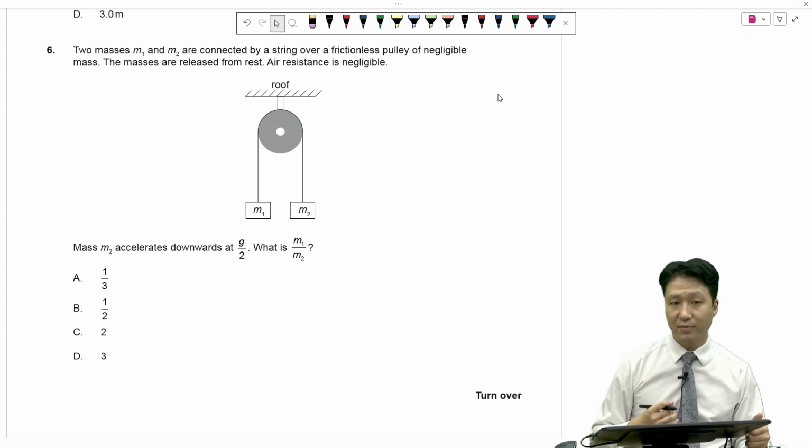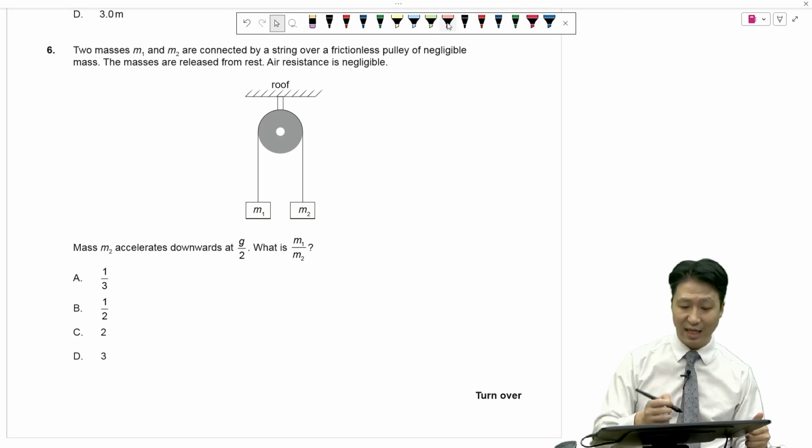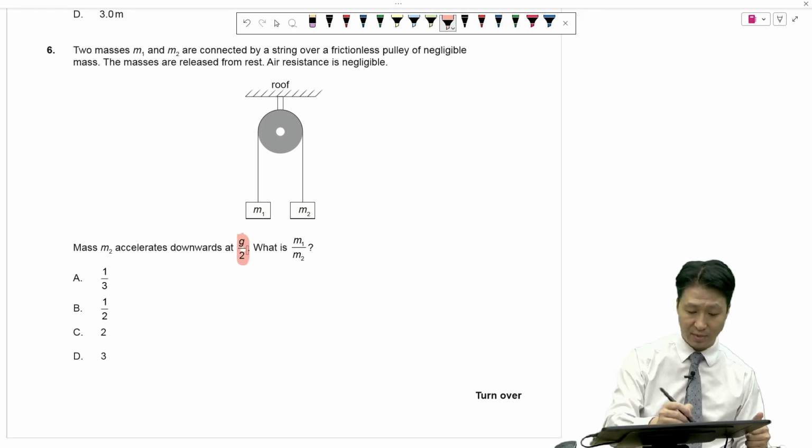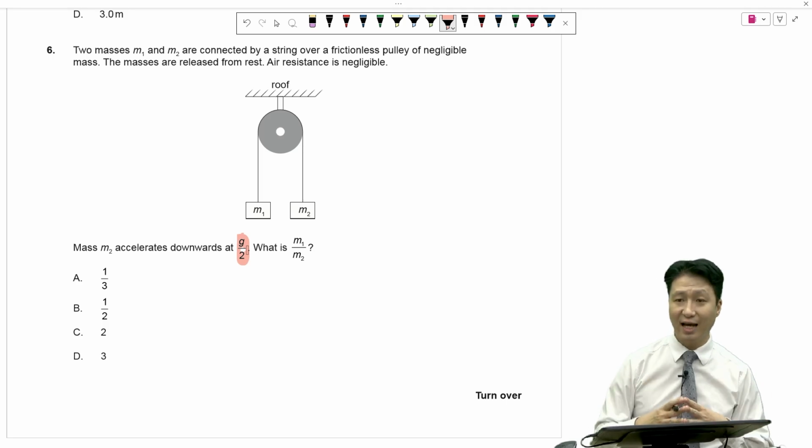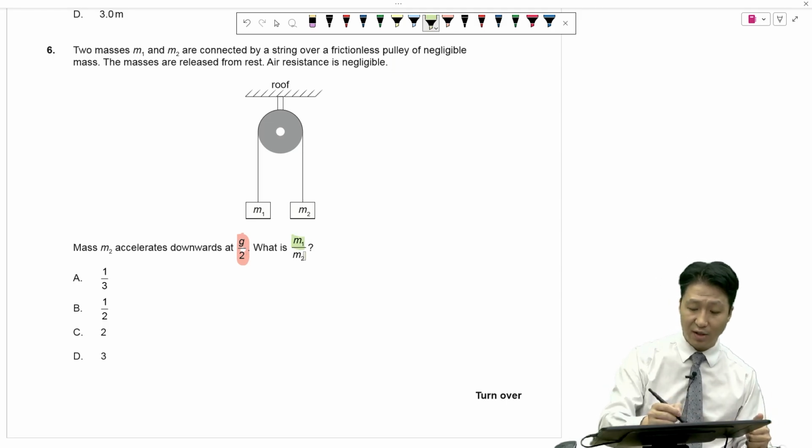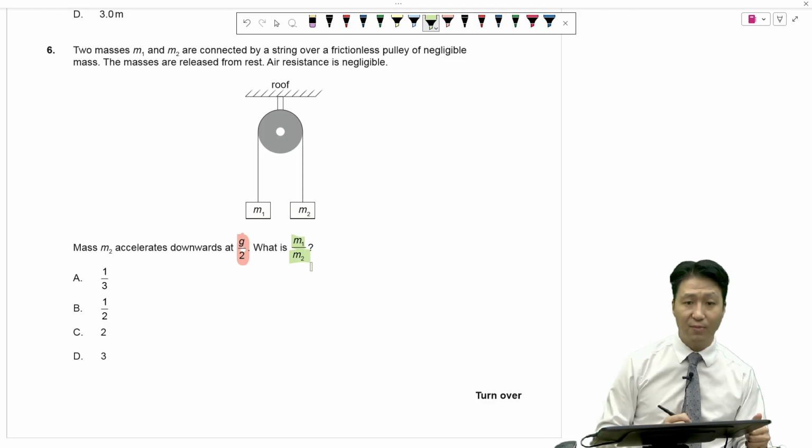Question number 6. It says 2 masses, M1 and M2, are connected by a string over a frictionless pulley of negligible mass. The masses are released from rest. Air resistance is negligible. Mass M2 accelerates downwards at g/2, which is basically half the gravitational acceleration of Earth. And it asks you for what is the ratio of M1 to M2.